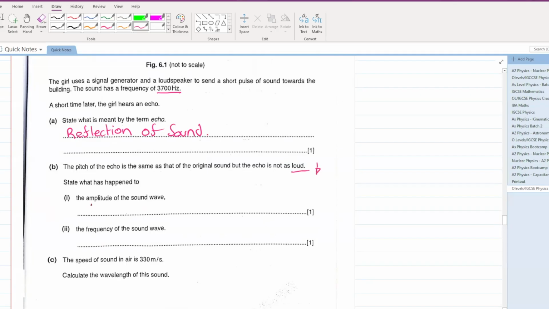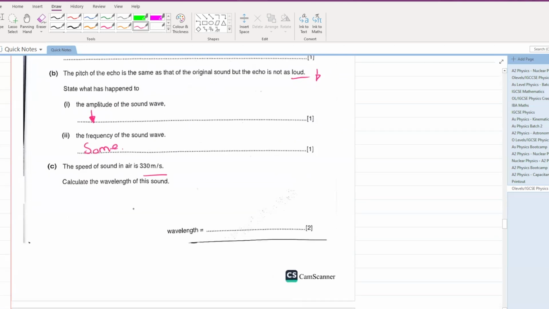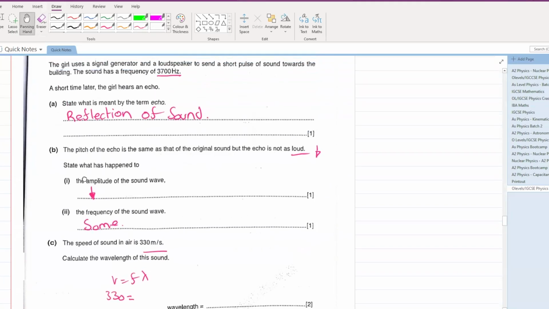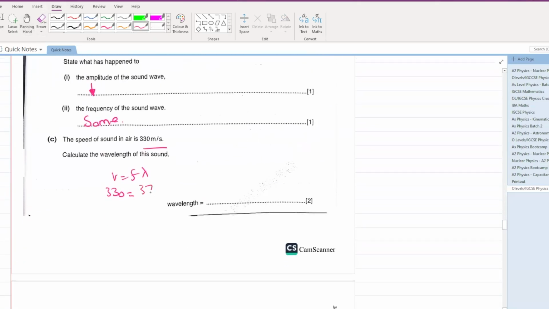So what would have happened to the amplitude? Amplitude would have decreased. Since the pitch is same, what would have happened to the frequency? Same. The speed of sound is given and the frequency is given. You have to calculate lambda. Again, V is equals to F lambda. V is 330. Frequency was 3700. 330 divided by 3700 is equals to your lambda. This comes out to be 0.089. Lambda is 0.089 meters. Simple. Let's move ahead to the next one.